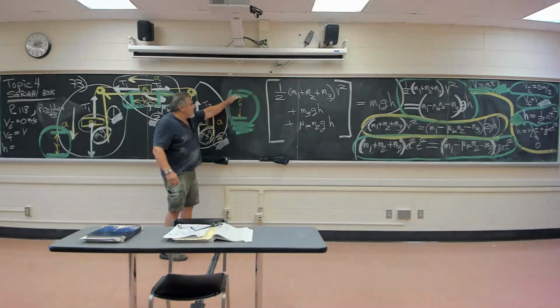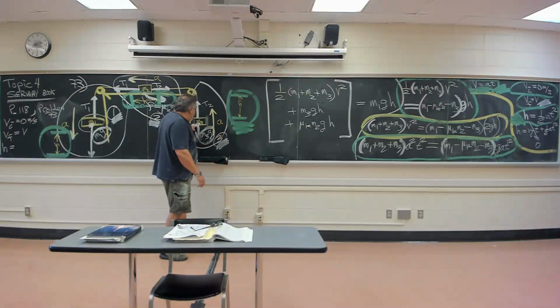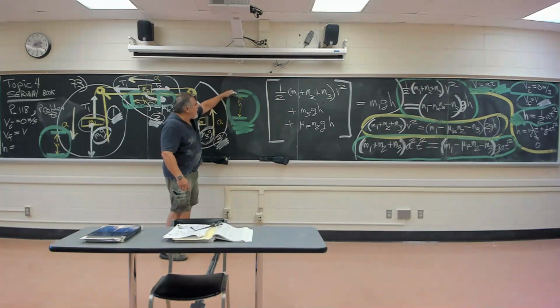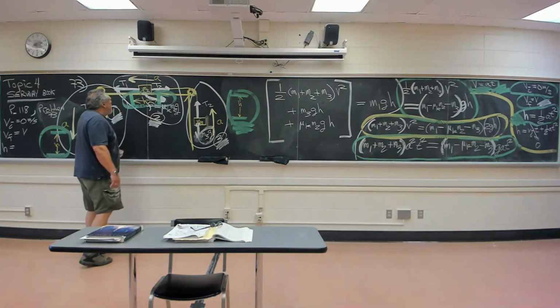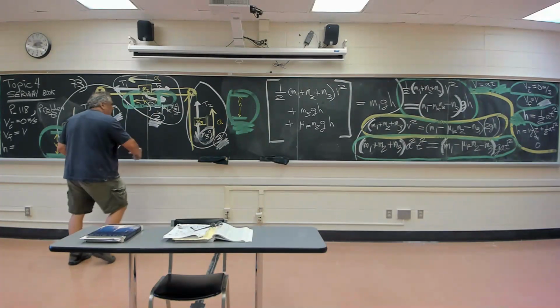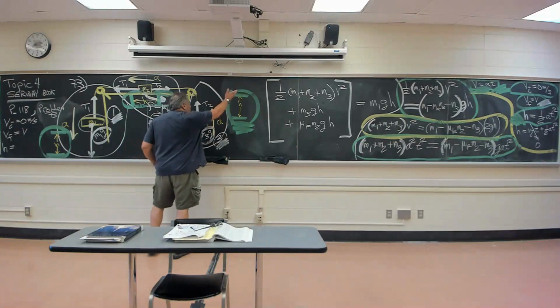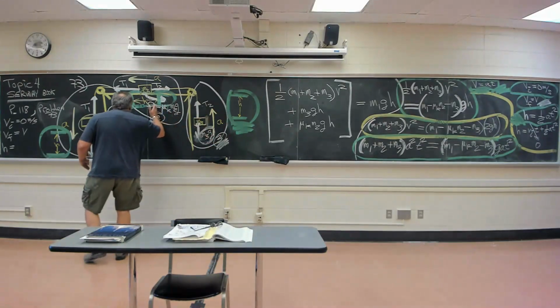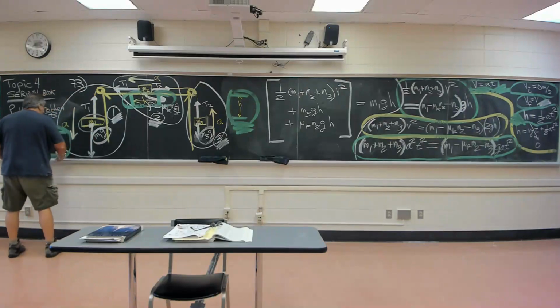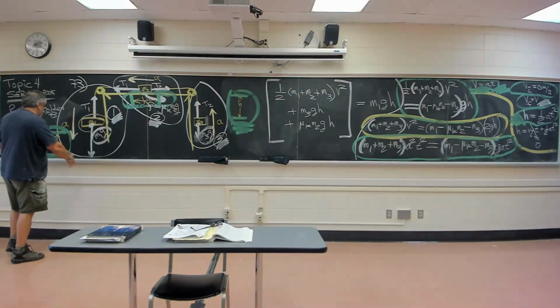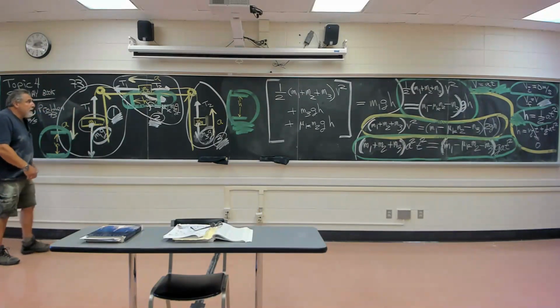And this mass right here will rise a height h. This mass right here will go to the left a distance h. So this mass will rise a height h. This same mass will also move a distance h to the left, and this mass will fall the same distance that the other ones moved, a distance h.